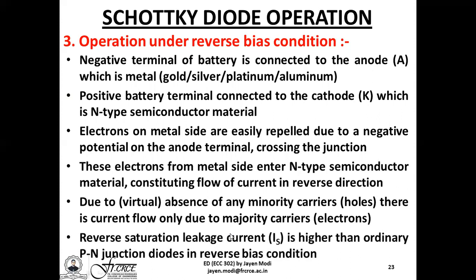This is the particular reason why reverse saturation leakage current IS will be quite higher as compared to ordinary PN junction diodes in the reverse bias condition. Although you may now claim that the Schottky barrier is there, the width of the Schottky barrier is not high enough or not sufficient enough to stop the flow of electrons from the metal into the n-type material. So current also flows in the reverse bias mode of operation as well.